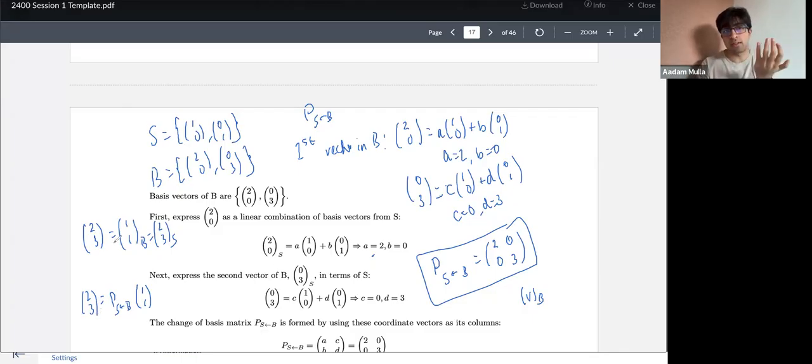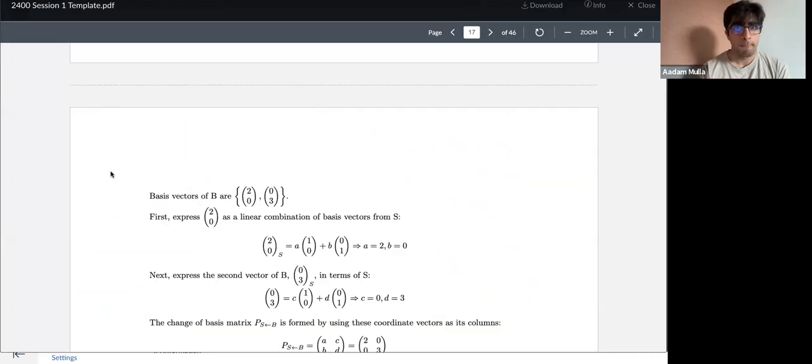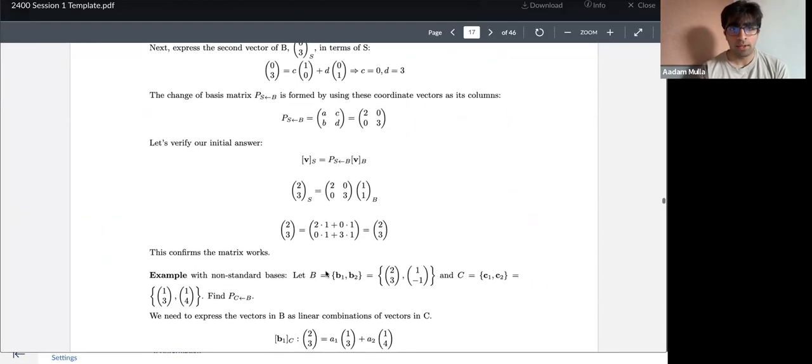With three-dimensional vectors, it's the same. With three by three matrices, it's the same. It just gets a little bit more algebra heavy because you have to solve for A, B, C, and those are all going to go in one column. And then D, E, F is going to go in the next column, etc. Okay.